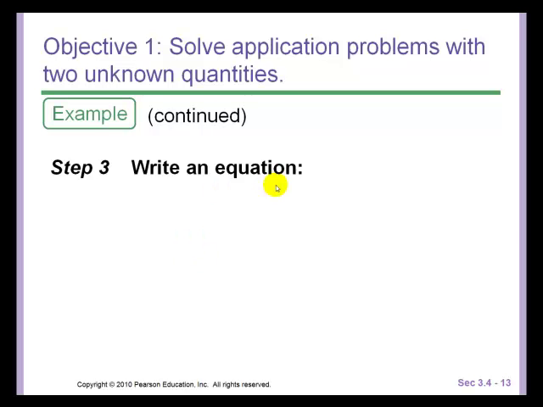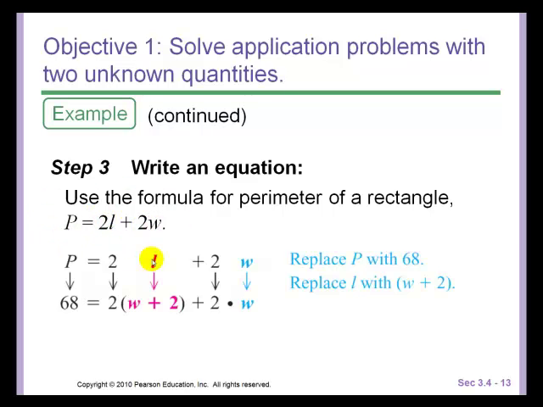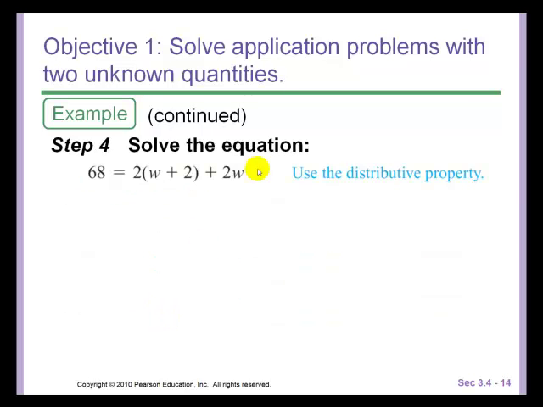Now we'll write an equation. We're told about perimeter, so we're going to use the perimeter of a rectangle, which is 2 times L plus 2 times W. We were told that perimeter is 68, so I replace P with 68. We also determined that the length is W plus 2, so replace the L with W plus 2. Now we have to solve this equation.